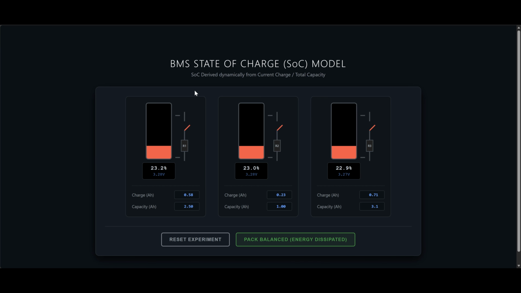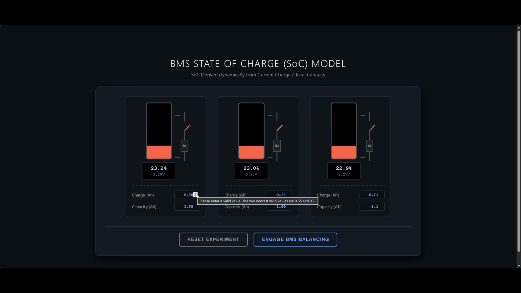so consider there are three cells in this particular scenario. Mostly you will have a large number of cells in the battery pack, but in this case consider that you have three cells, right? So in this case, each individual cell will have a different SOC. Here you can see the first one has 23.2%, the second one has 23%, and another one has 22.9%, right? And if you see, all cells are in a completely balanced state, right?